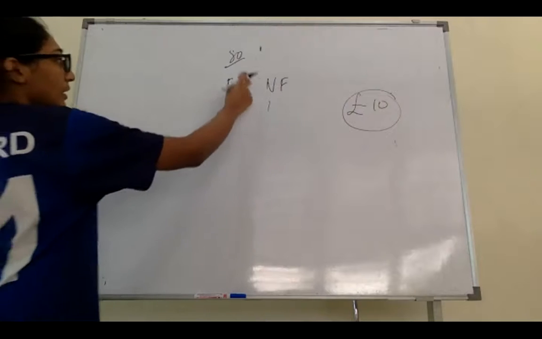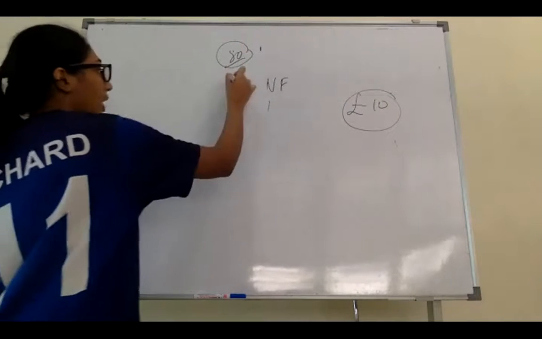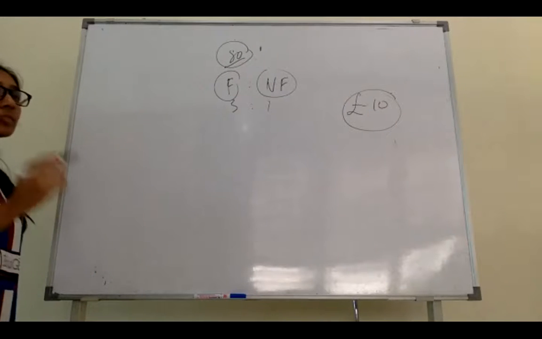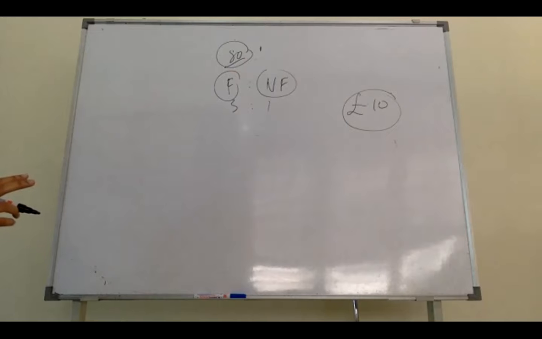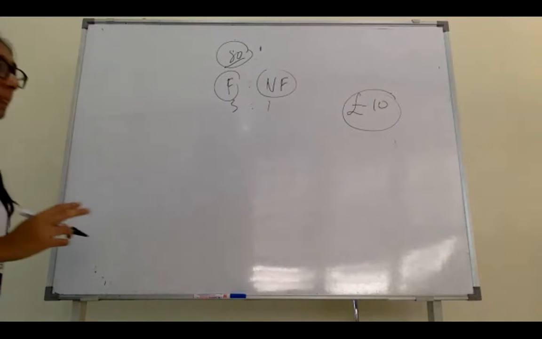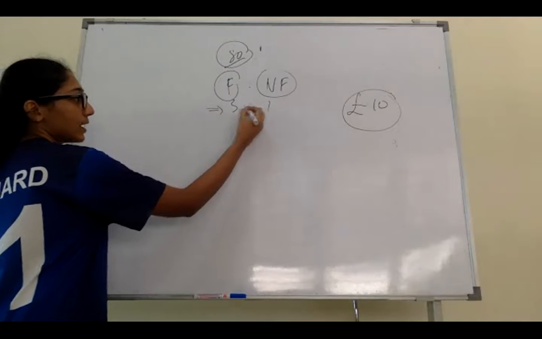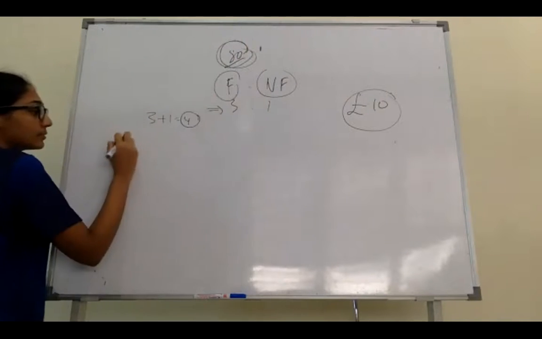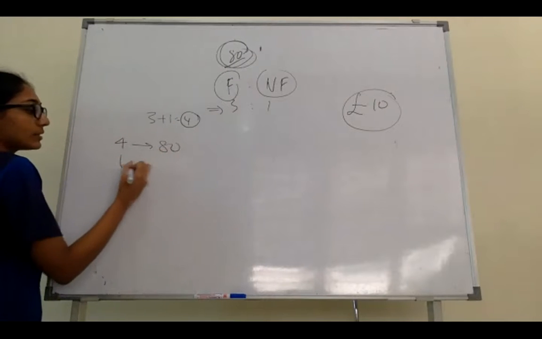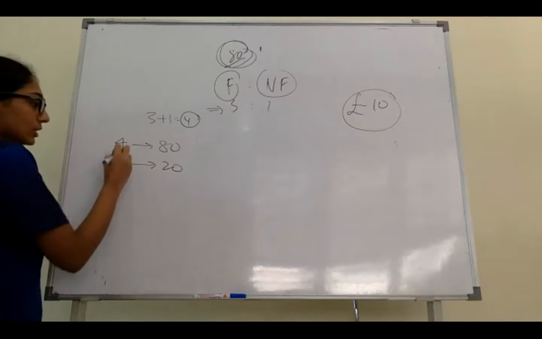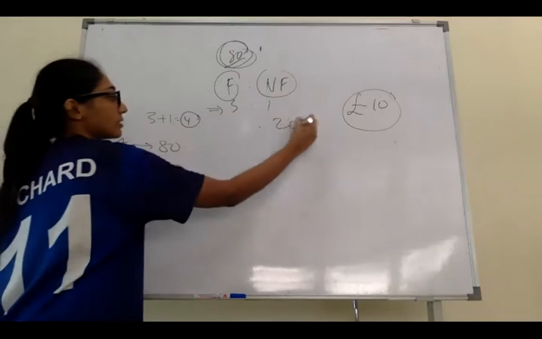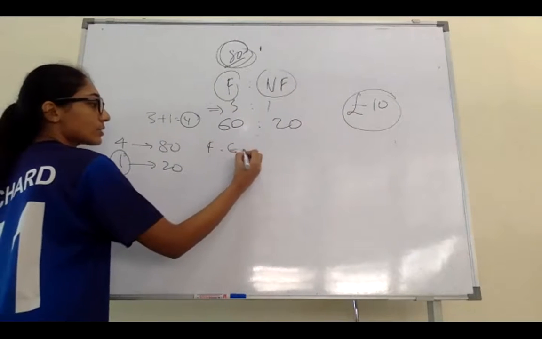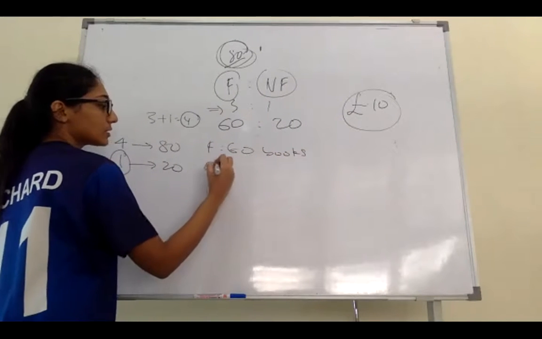So 3:1 and the total is 80. First we need to find how many fiction and how many non-fiction. How to find out? Take 3 plus 1 because that's the ratio. 3 plus 1 is 4, and the total is 80. So you divide: 4 equals 80, so 1 is equal to 20. Which ratio will be 20? Here 1 is 20, which means 3 is 60. So fiction is 60 books and non-fiction is 20.